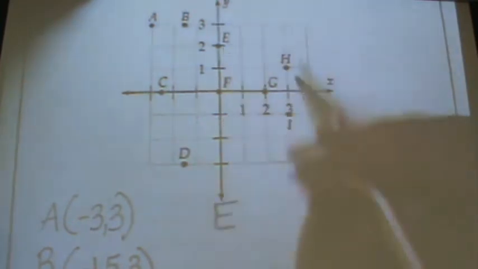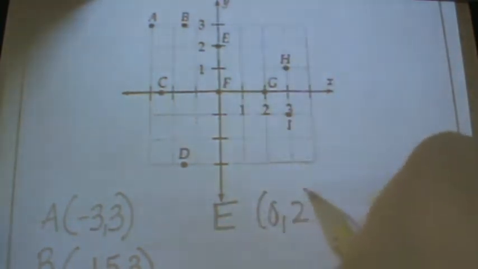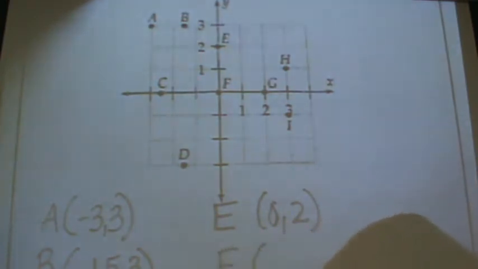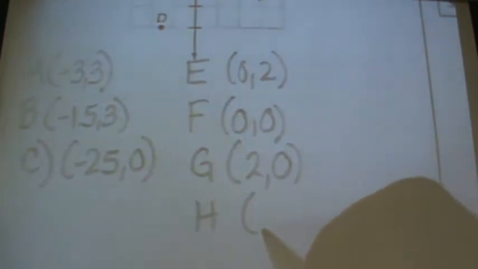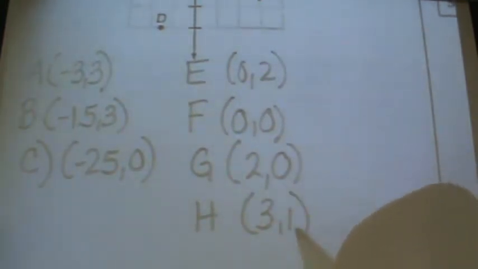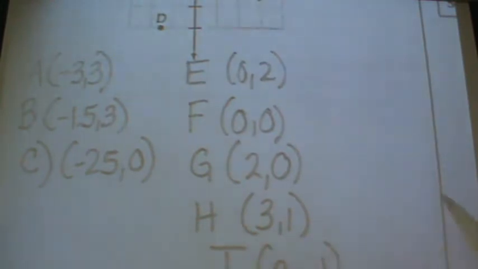E, point E is right here. That would be 0, 2. F is the origin, 0, 0. G is 2, 0. H is 3, 1. And I is 3, -1.